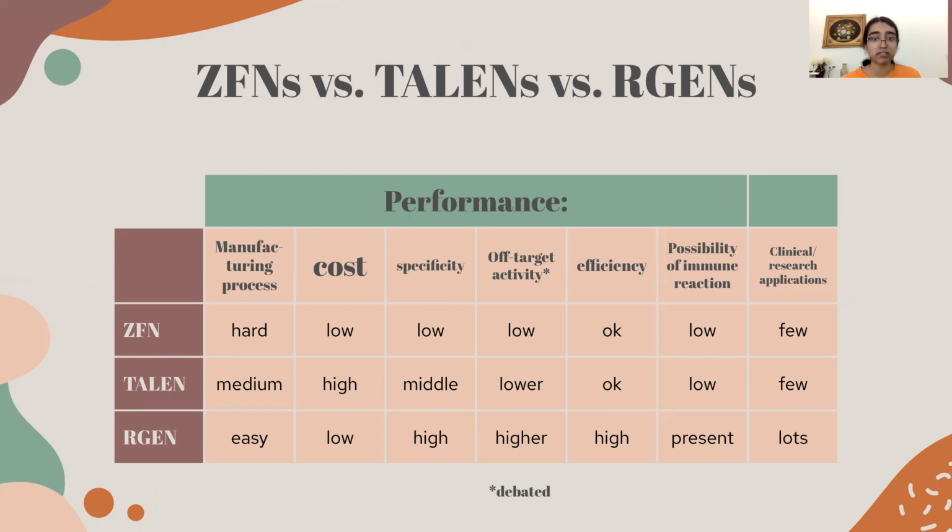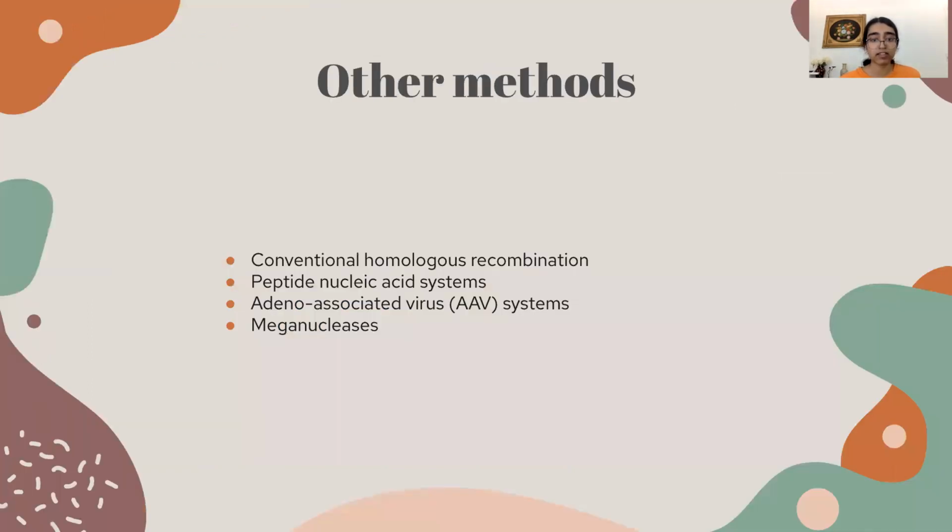However, some say this makes them less likely to cause off-target mutations because each piece has a higher chance of doing its job properly, compared to the entire 20 nucleotide long guide RNA for an RGEN. Except for the possibility of immune reaction, RGEN beats ZFNs and TALENs in every other category listed, making it easy to see why, despite imperfections, they're the most popular gene editing method right now. Some other less common or obsolete gene editing methods include conventional homologous recombination, peptide nucleic acid systems, adeno-associated virus systems, and meganucleases.